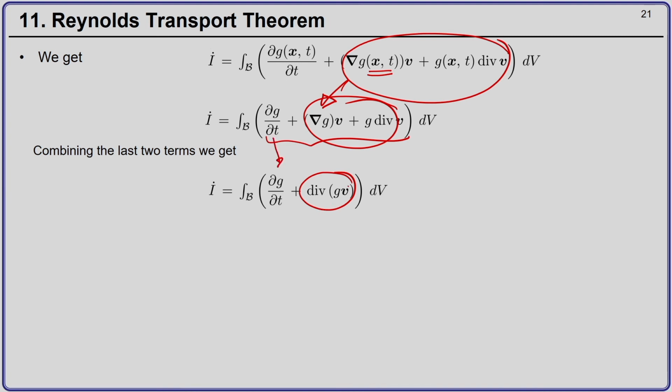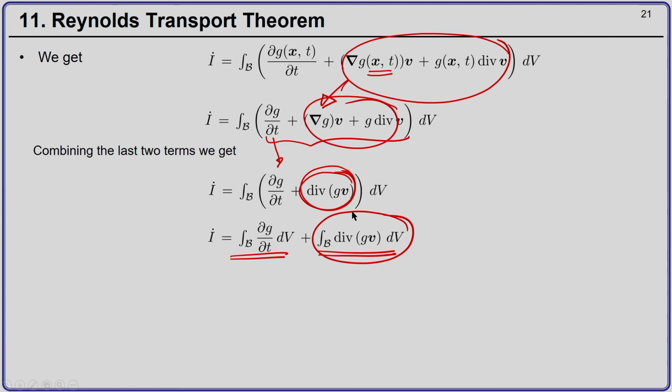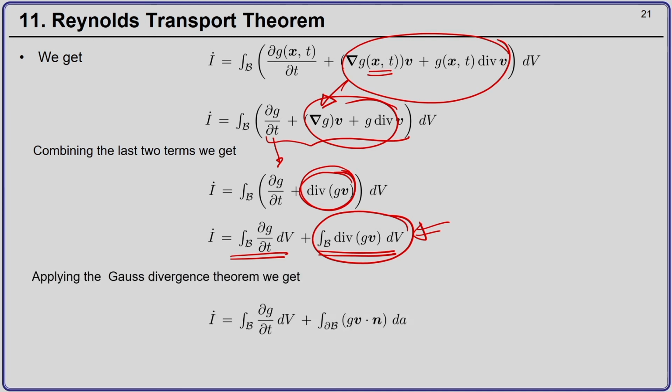Now the second term I can split into two, one term plus the integral of a divergence term, and now I can apply the Gauss divergence theorem. I can convert this volume integral to an integral over the surface area. The integral of divergence of g v over dV will be nothing but the integral over the surface of g v dot n dA. Therefore, I have split I dot into two, one over the volume and the other over the surface.